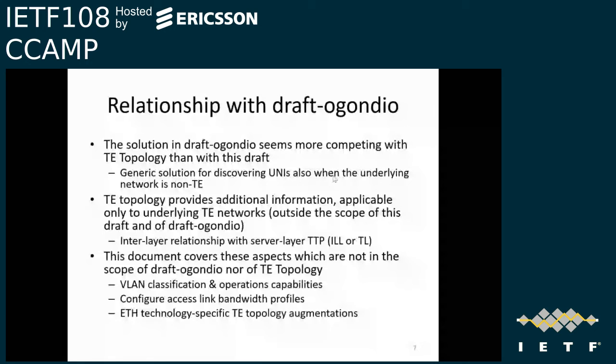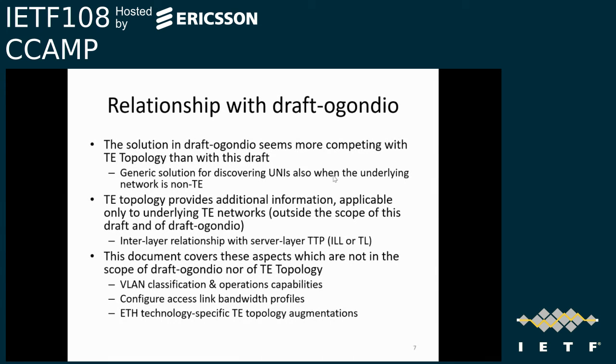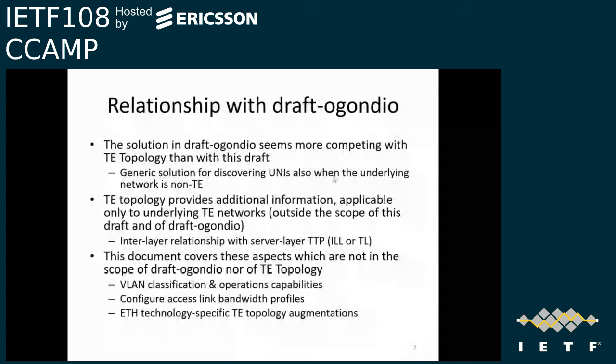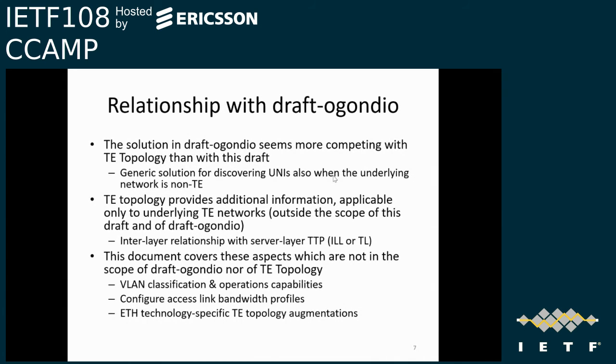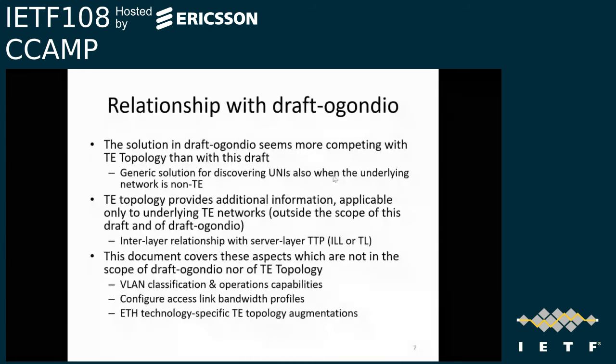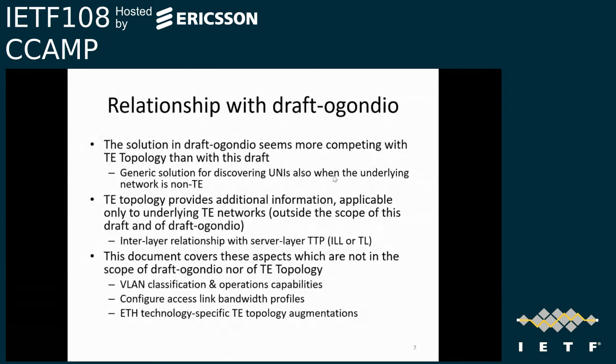Okay. So after the discussion we have had, we had some offline talks with the people, and we got also a better understanding. And our view is that the competition is not between our draft and the UNI draft, but is more between the draft of Gondio and the T topology draft. The reason is that the draft in the Opsawg working group is trying to find a solution which is generic for discovering UNIs when the underlying network is T or non-T. And then the T topology is the one that provides this information, and for us provides additional information which is needed only for the case when the underlying network is a T network. So we may need it in our application, but this additional information is outside the scope of this draft because it's generic, and also of the draft of Gondio because it's not related to T, which is the interlayer link.